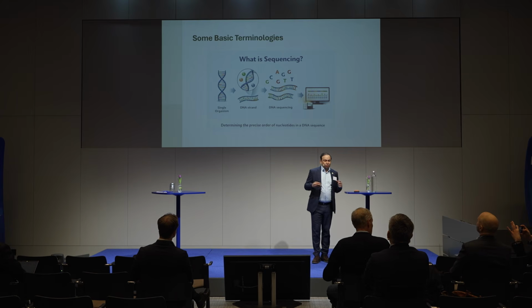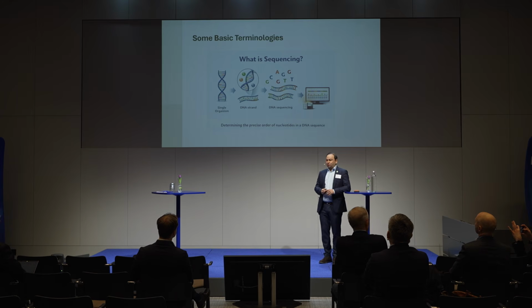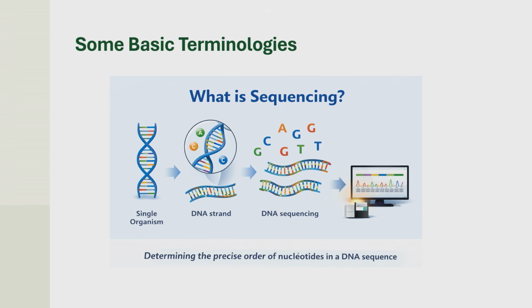Because I teach, I thought I would give some basic primers on what sequencing is. Sequencing is when you try to find the number of nucleotides, the building blocks of DNA, and how many of those are present. For example, in a human cell, there are 3 billion of such A, T, G, and Cs. Getting the precise order of these is what DNA sequencing is.